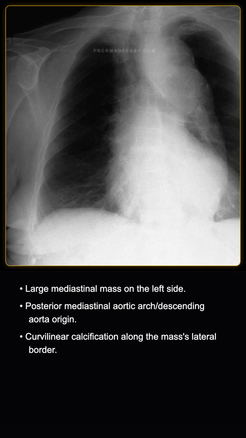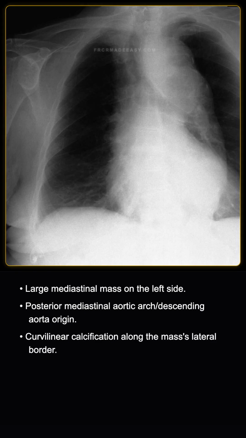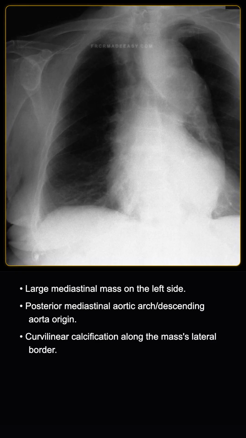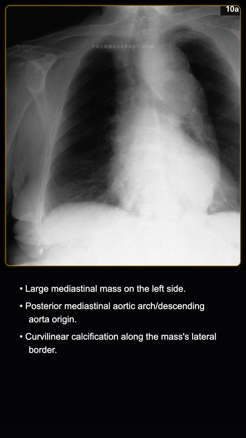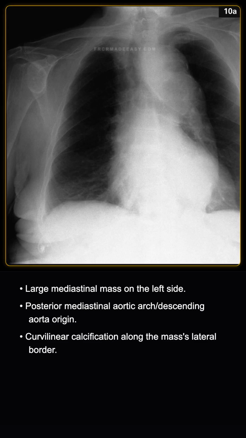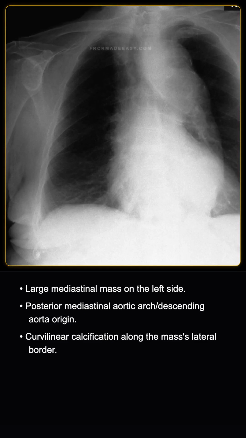Right, so the AP chest radiograph demonstrates a large mediastinal mass on the left. The arch of the aorta and proximal descending aorta are not seen separate from this mass, indicating a posterior mediastinal origin. There is curvilinear calcification along the lateral margin of this mass. This suggests a dilated aneurysmal thoracic aorta.